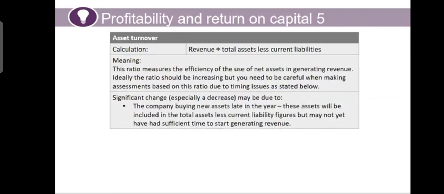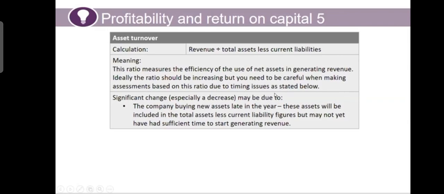So then you have the asset turnover ratio. In asset turnover ratio, you talk about how much revenue you are getting based on your assets. So this is the relationship between your sales and your assets. You've got net assets, total assets less current liabilities, so you get your capital employed, and you have the revenue. So how many times are you generating sales using your assets? This ratio measures the efficiency of the use of net assets in generating revenue. Ideally, the ratio should be increasing, but you need to be careful when making assessments based on this ratio due to timing issues.